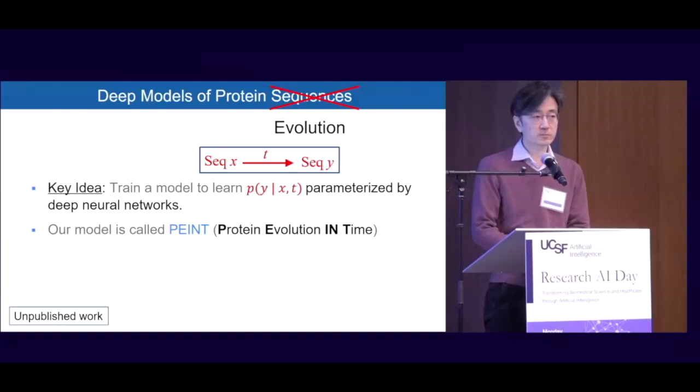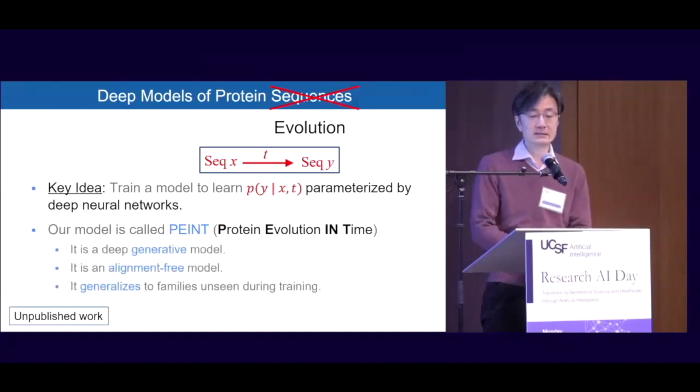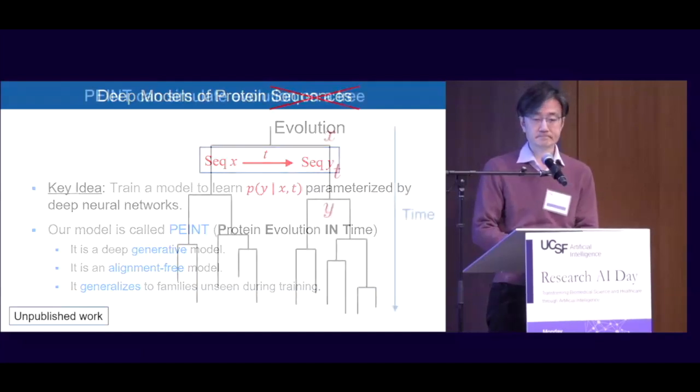So our model is called Protein Evolution in Time. It's called PAINT, and is a generative model. It does not even need alignment to train the model, and it actually generalizes to unseen protein families.